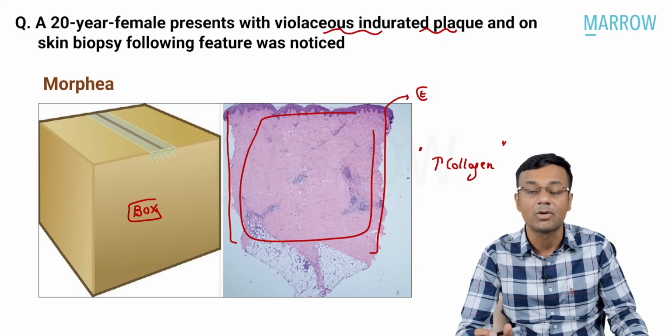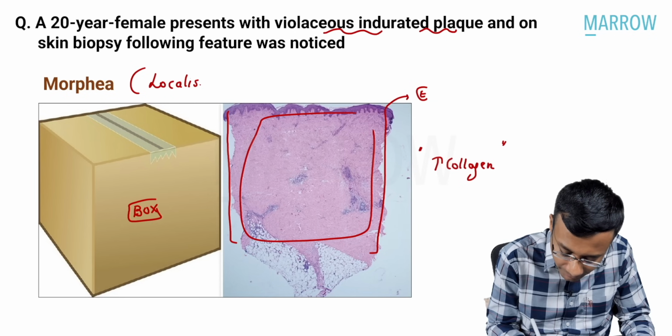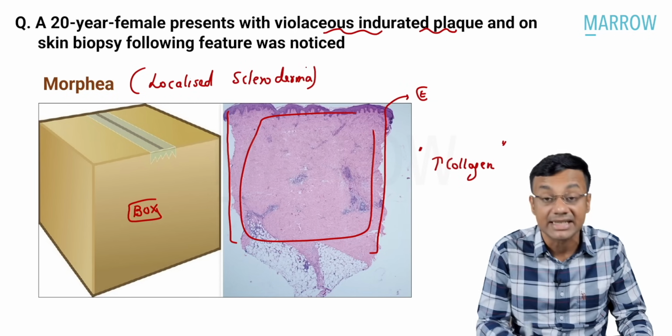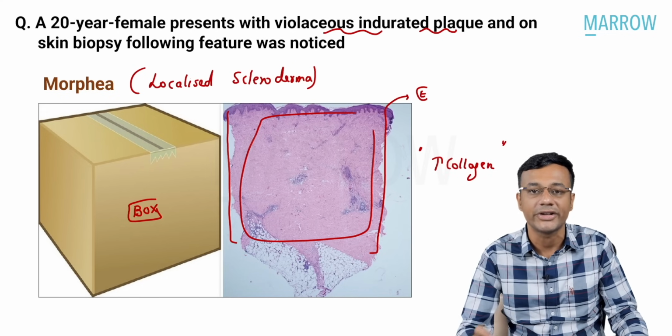This condition is called as morphea. Morphea is also known as localized scleroderma. So what do you mean by localized scleroderma? The thickening is restricted to the skin. We call it localized scleroderma, which is called as morphea.